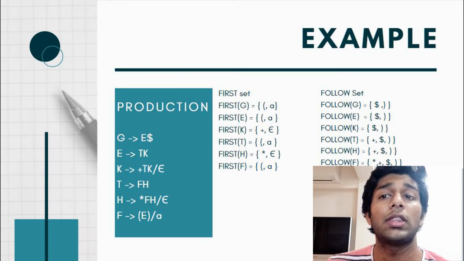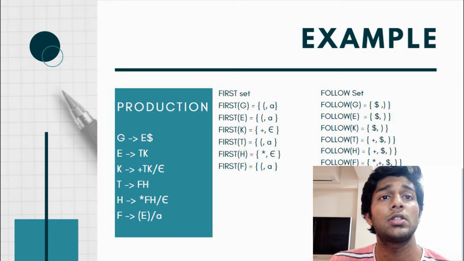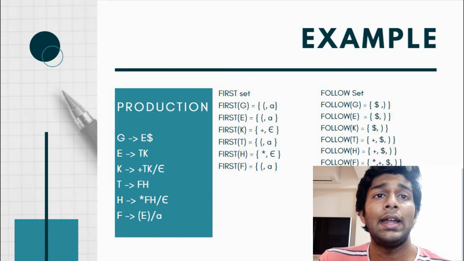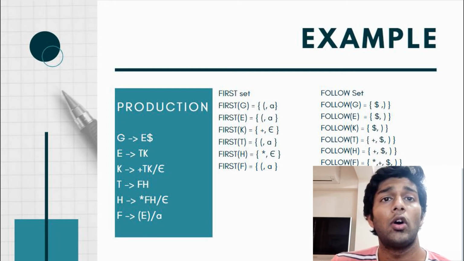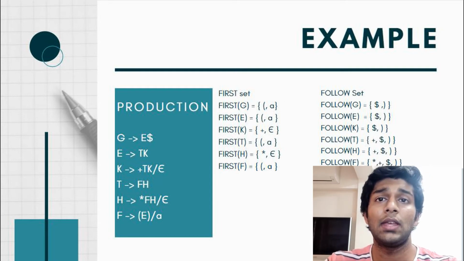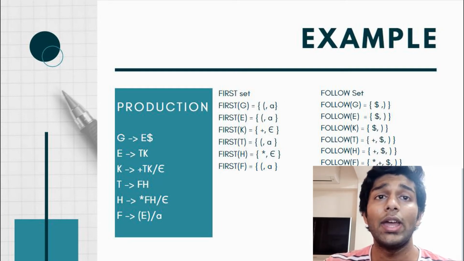Follow of H. We search the whole production to see where H appears. H appears in two places, T and H. From T, we see that follow of H is follow of T. We copy the same thing from T into H.